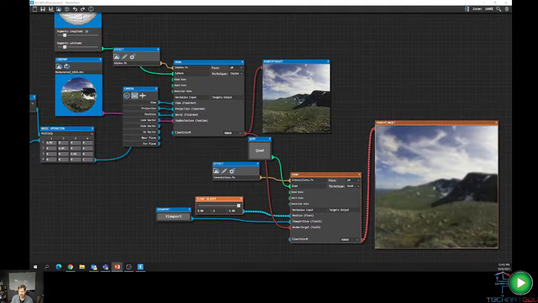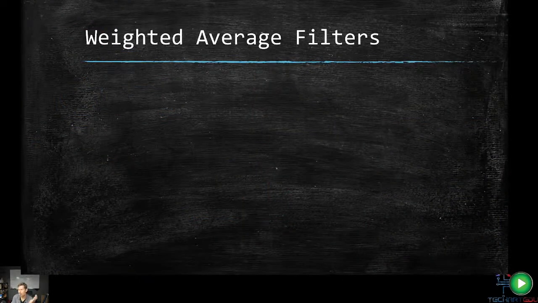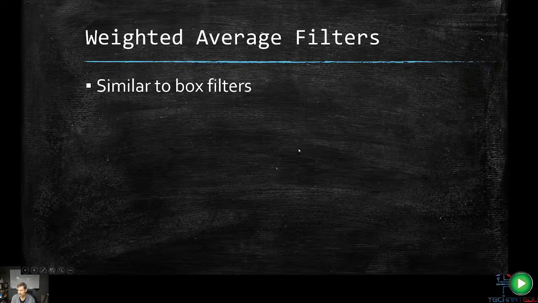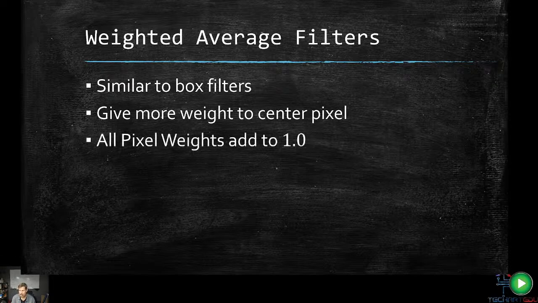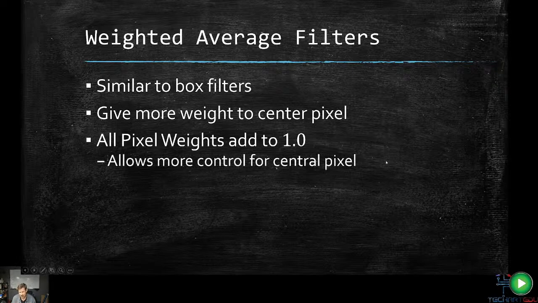Now, it works okay, and as a regular filter it works pretty good, but there are better ones that can be used. And one of them is a weighted average filter. Now, a weighted average filter is cool because it's like a box filter, and it's pretty cheap, but it gives more weight to the center pixel. And so what it does is that all the pixels have to weigh into a value of 1. So that means that the pixels are going to be somewhat normalized. And that gives us more control for the central pixel.